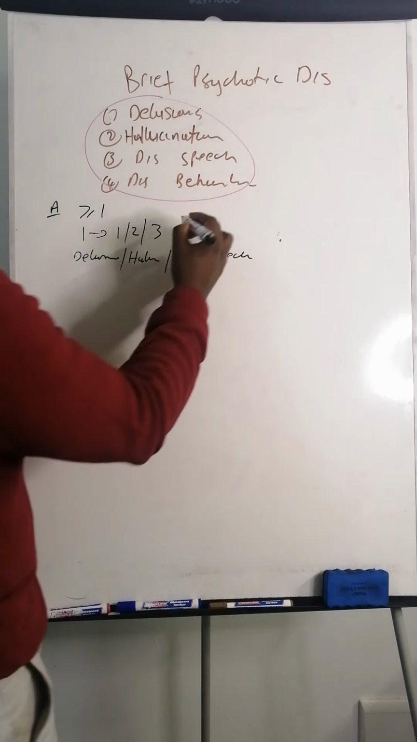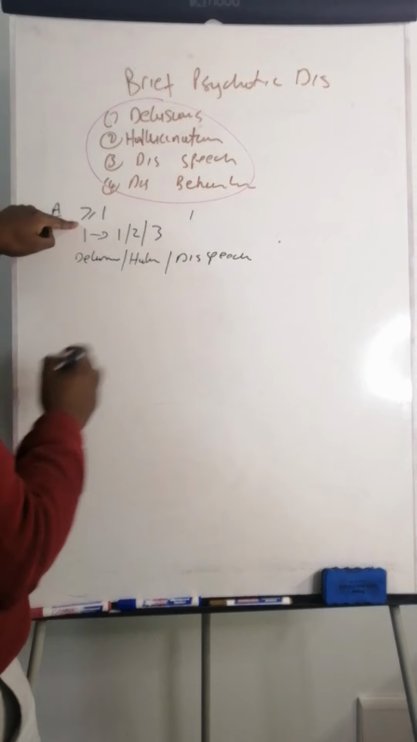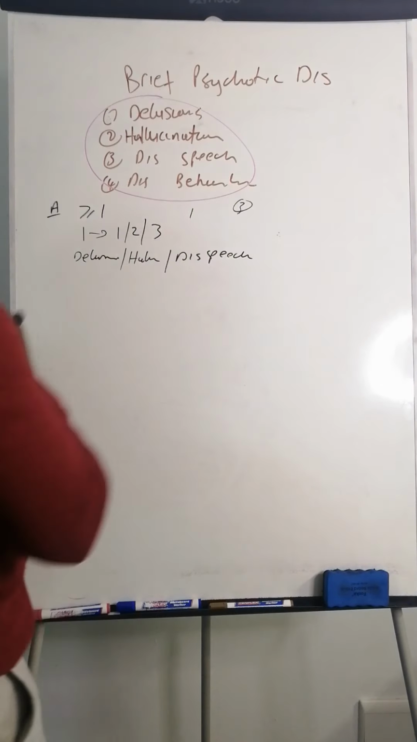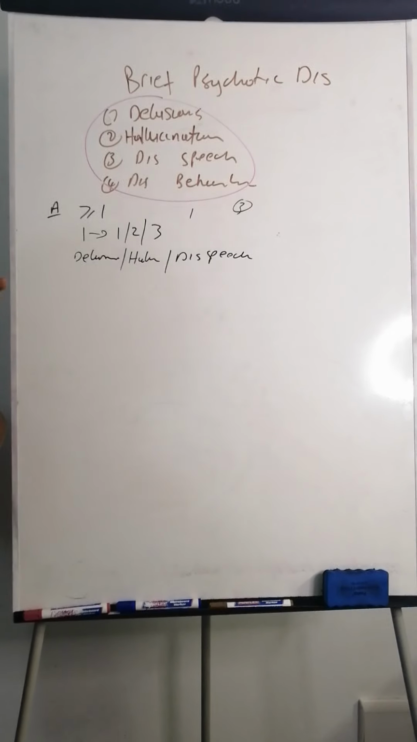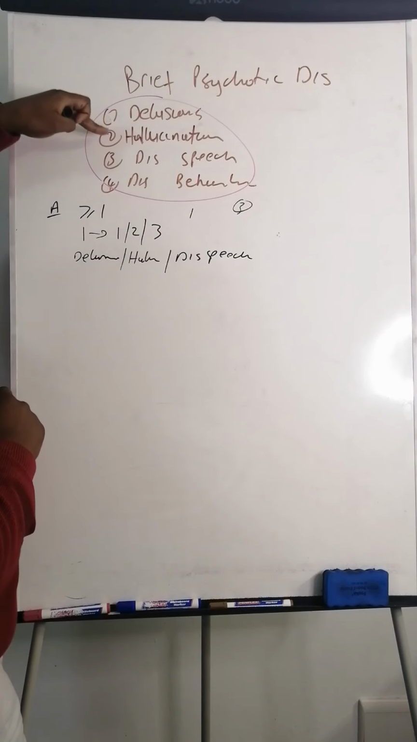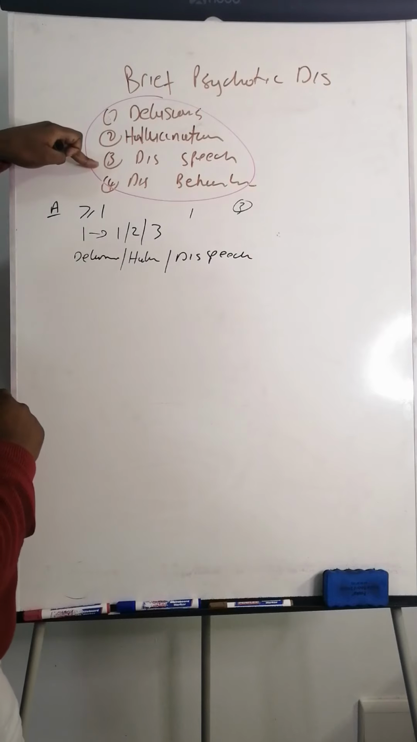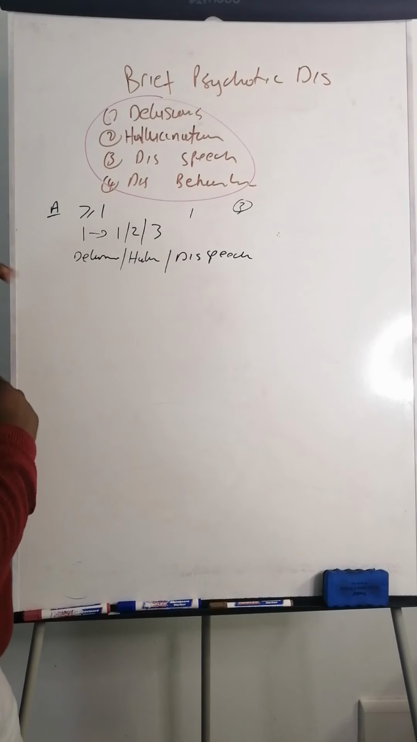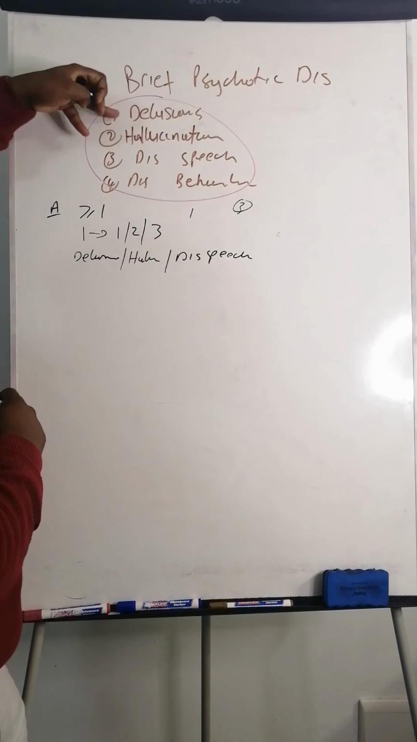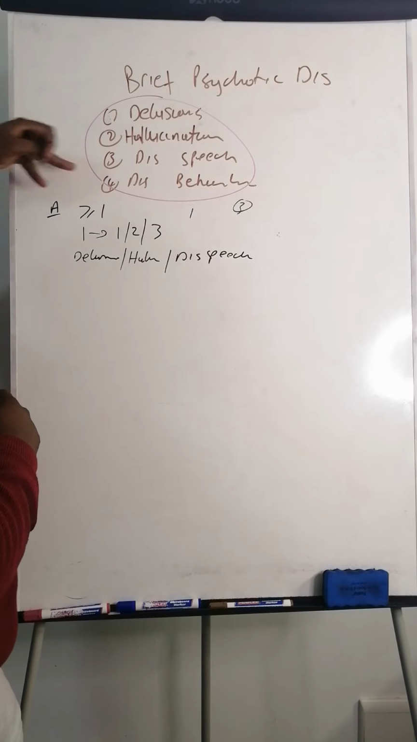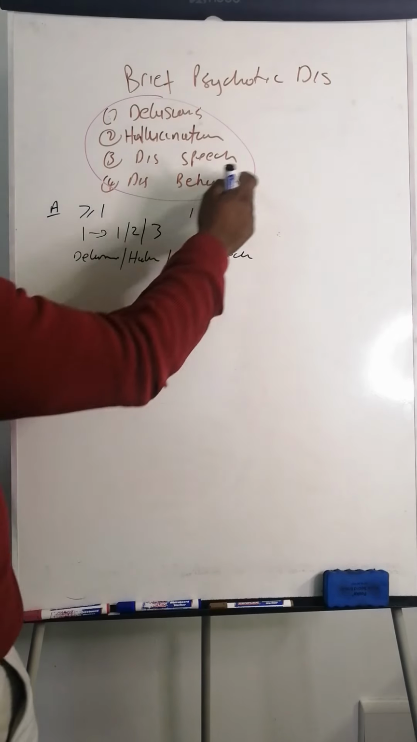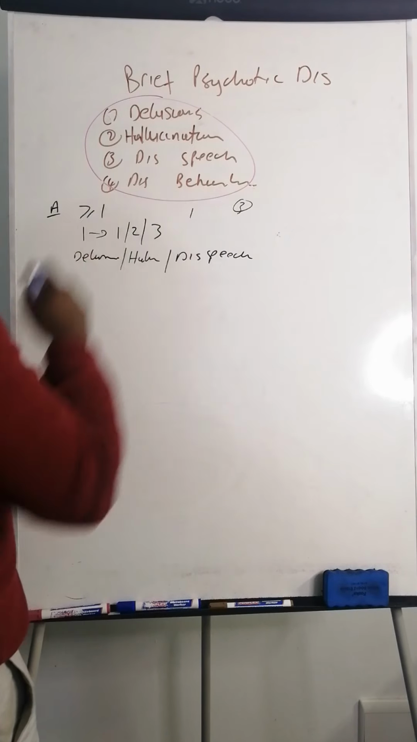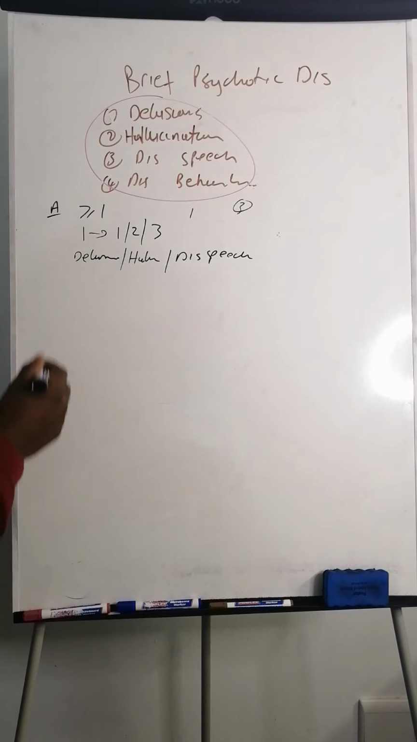So you can have one or more of these symptoms. Let's say you've got 3 symptoms, but one of those 3 must either be a delusion or a hallucination or disorganized speech. But if you only have one symptom, then that one symptom must be a delusion or a hallucination or disorganized speech. So you can have this and this, or you can have this and this, or you can have this and that. That's criterion A.